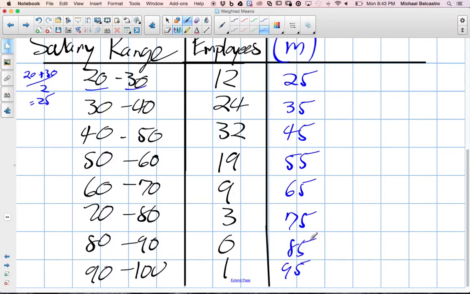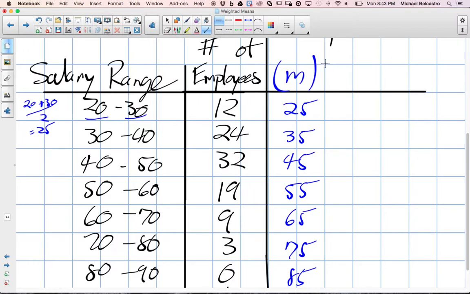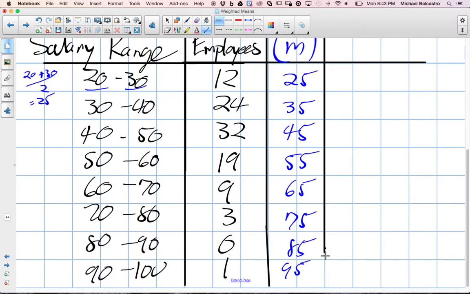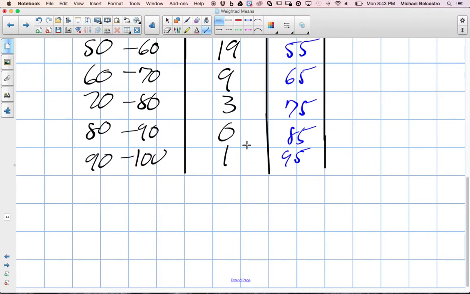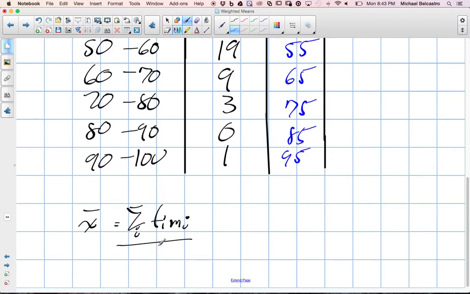95. Great. Okay, now this is technically very similar to a weighted average. And ours is a sample, so we use x bar, because this is a sample of data. The sum of our frequency times our midpoint, all divided by the sum of the frequency.